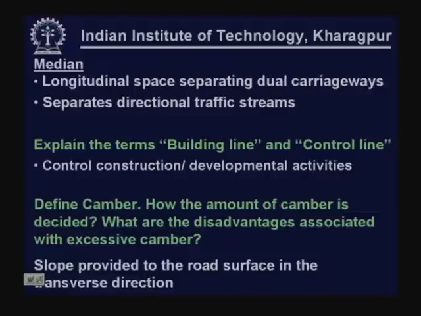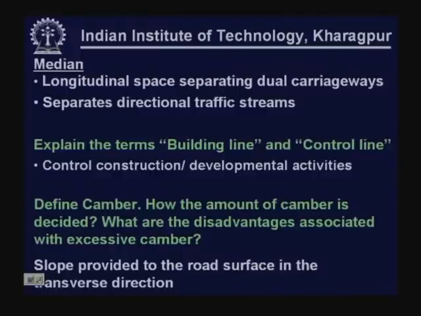Then explain the terms building line and control line. You know, road is acquired up to the right of way or the land width. Beyond that, these building line and control lines are considered for the future need for expansion. So, it is basically an attempt to control construction or developmental activities in a way which will be advantageous for the acquisition of additional land in the future.